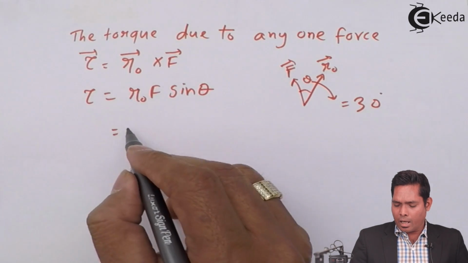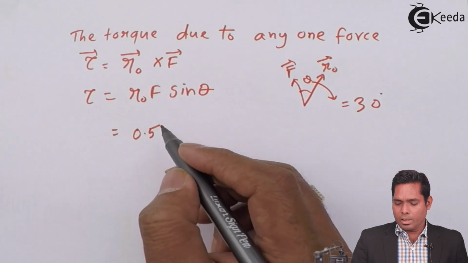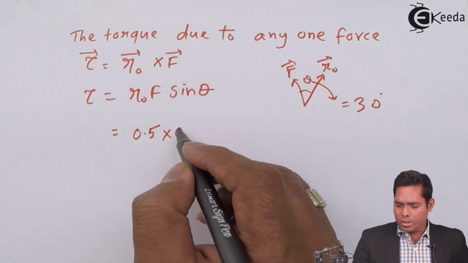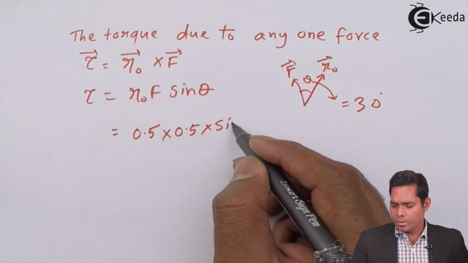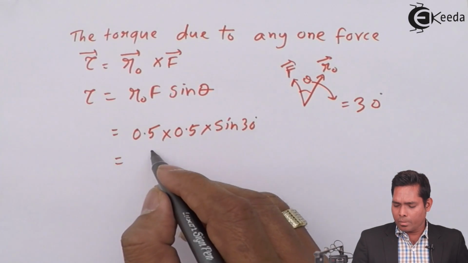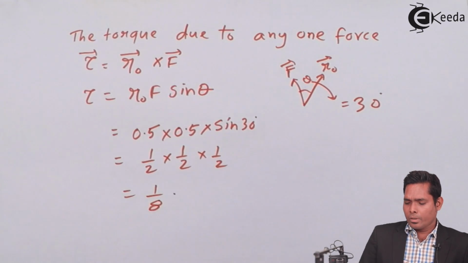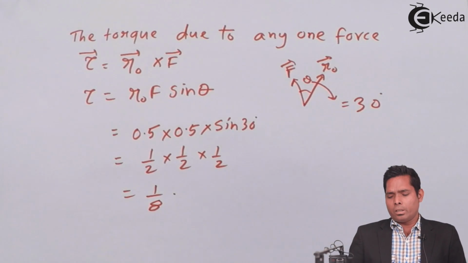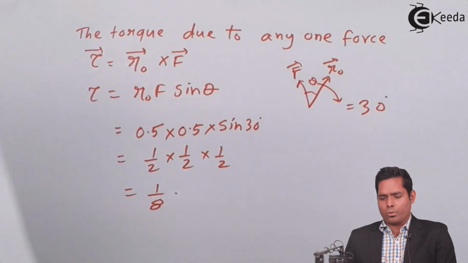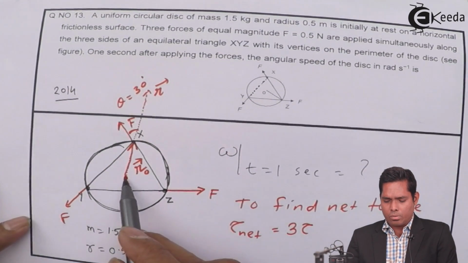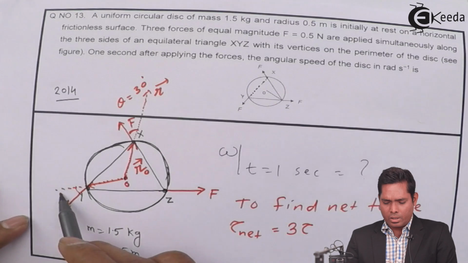If I substitute that, r naught is given, r naught is how much? r naught is given 0.5, because that will be the radius. Force is 0.5, sine 30 is half, that is also 0.5, so it is 1 by 2, 1 by 2, 1 by 2, it is 1 by 8. So the torque due to any one force is 1 by 8. If I see the torque due to the other force, this also will have the same situation. This is the r vector, and this angle also will be 30.